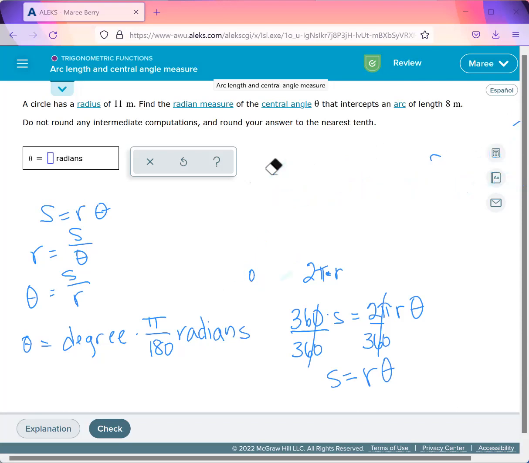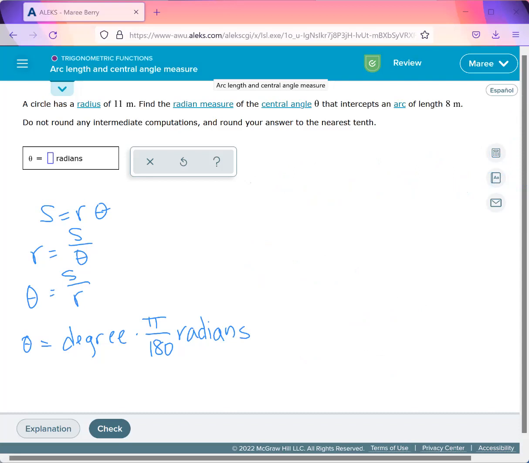And for this problem, it says the radius is 11. We're trying to find the central angle, and the arc length is 8. So we're trying to find theta. So we're going to use this equation. We're going to take 8 and divide it by 11. And when we do that, we get 0.7. So we'll type that in here.